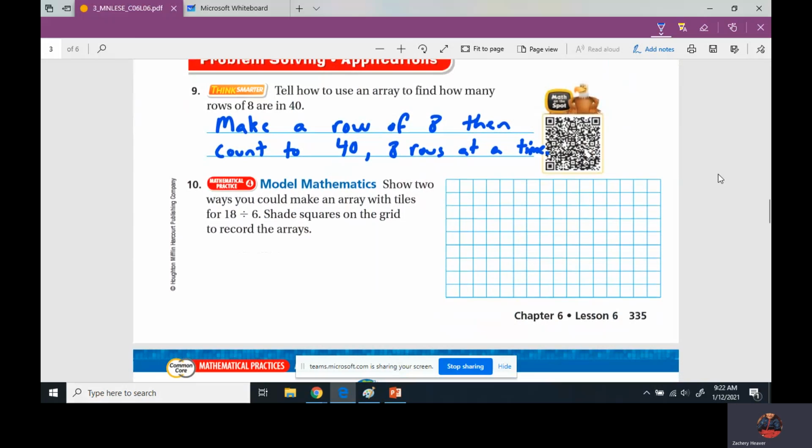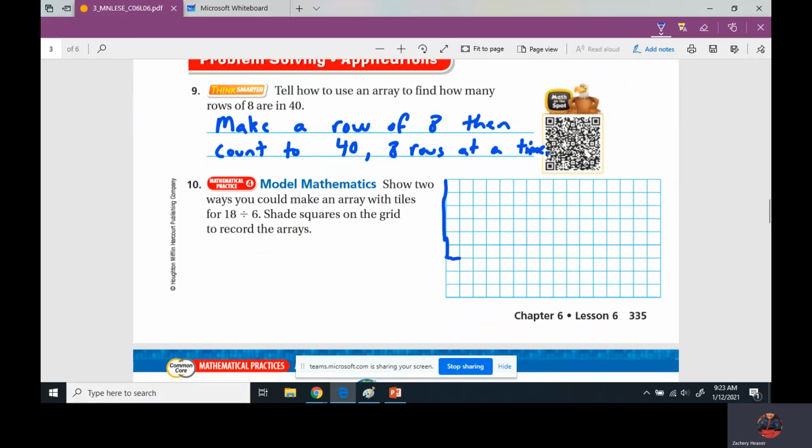It says show 2 ways you can make an array with tiles for 18 divided by 6. Square the shaded on the grid and record the arrays. So let's start the first one. We're going to count 6 down. So 1, 2, 3, 4, 5, 6. So I'm going to use this. 1, 2, 3, 4, 5, 6. So we have 6.